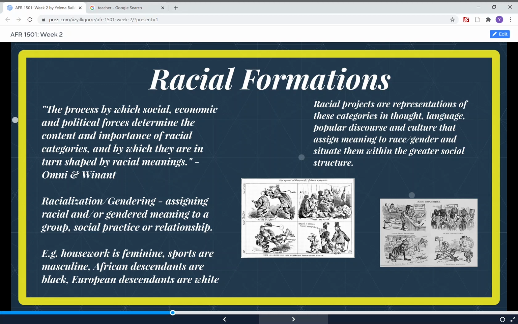So in a nutshell, there are these sociologists that had this foundational work, Omi and Winant, that kind of shaped a lot of how people understand and discuss race. And really their argument is what I've already said to you, is that a racial formation is just that process by which the social, economic, and political forces determine the content and importance of racial categories. So the ways in which social, economic, and political forces determine the meaning of blackness, right? And that's what this class is about.